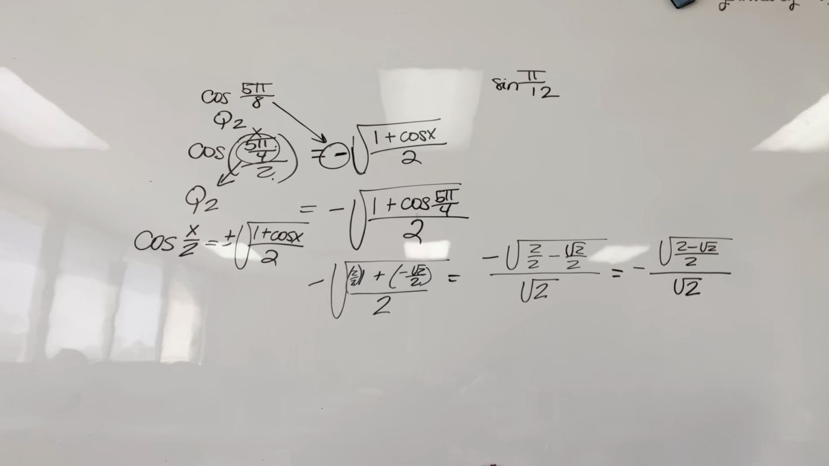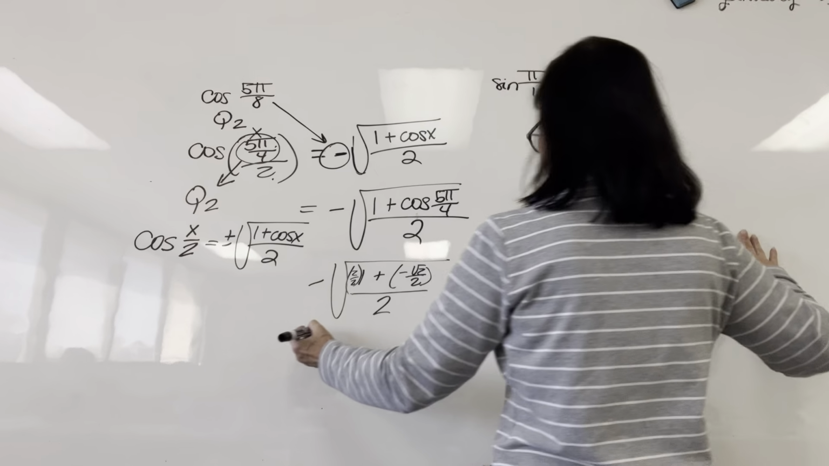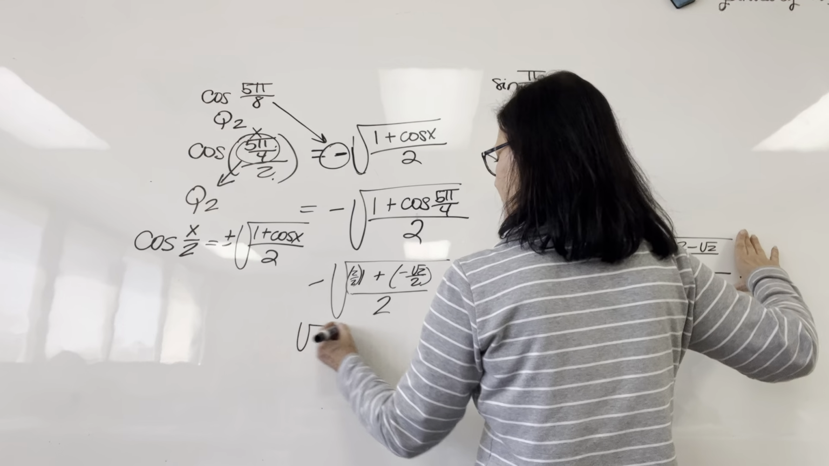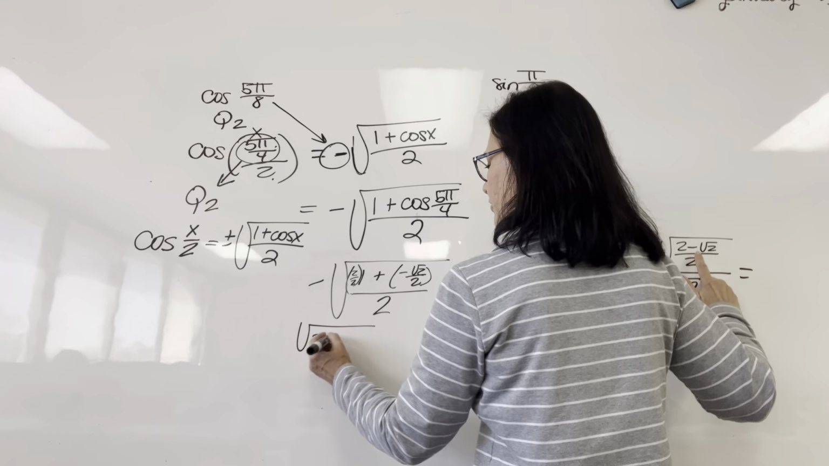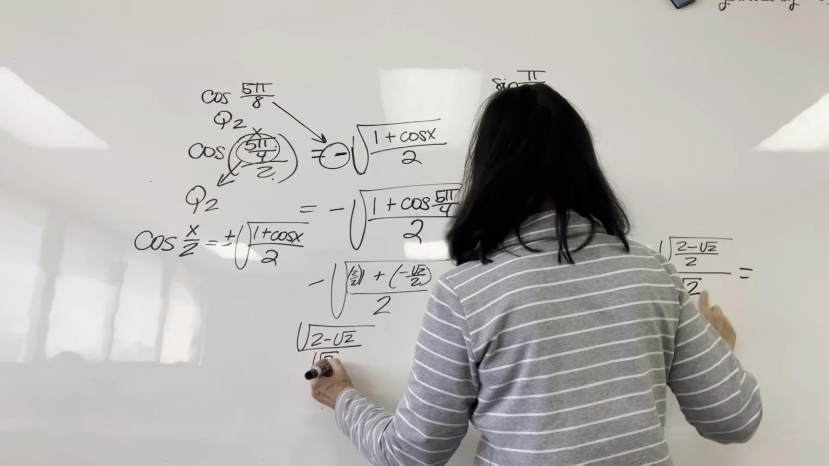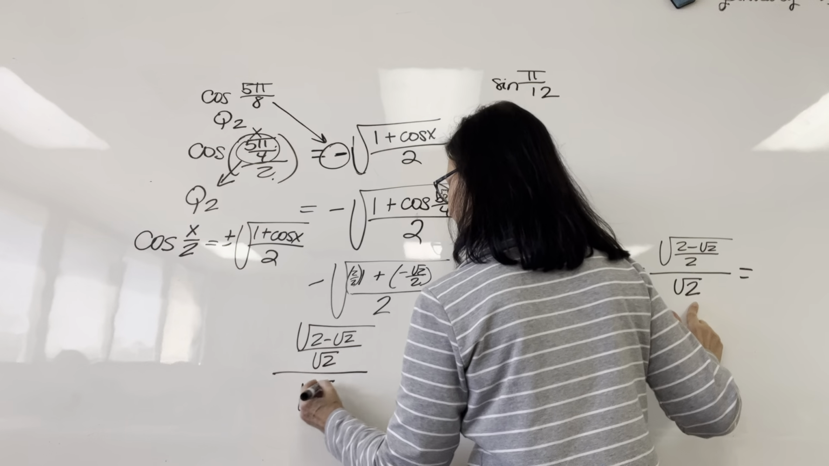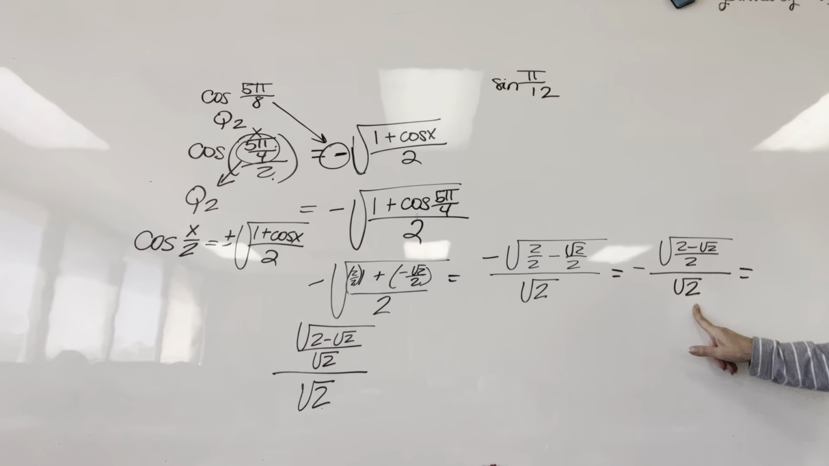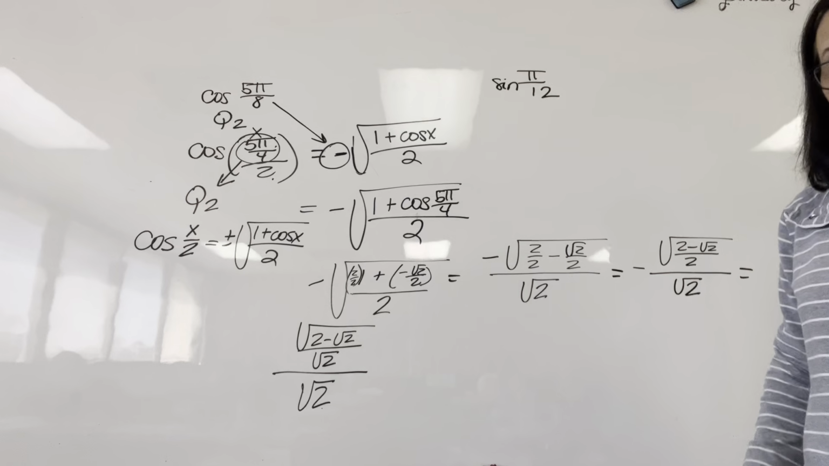How could I rationalize that? Multiply by the square root of 2. Okay, is that the same thing? I'm going to use all this board. I'm going to write this over here. That's the same thing as the square root of 2 minus the square root of 2 over the square root of 2 over square root of 2. Right? How do I rationalize that denominator? You just multiply by the square root.